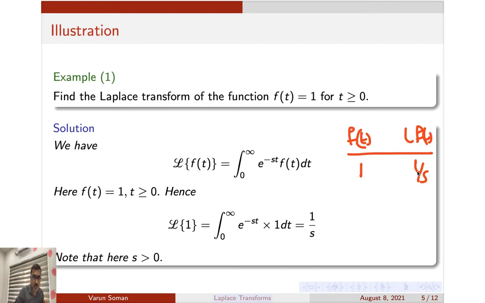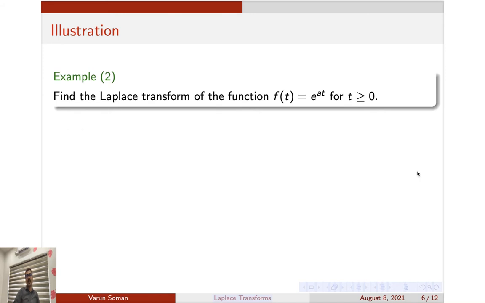Let us do one more problem. Let us go for another function, e raised to at. Here also your function is defined for t greater than or equal to 0. How will you find it? Write down the definition now. What is it? L of f of t is simply the integral from 0 to infinity of e raised to minus st into f of t dt.